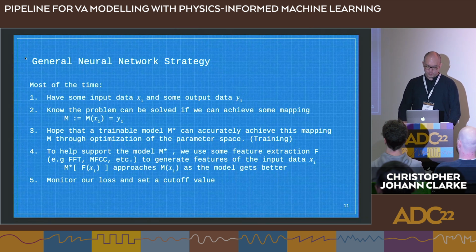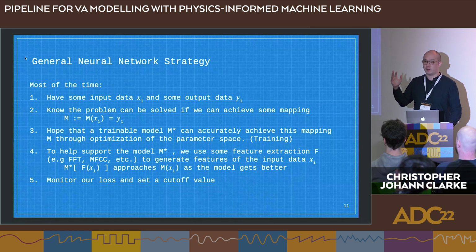I know so far I have assumed that there is some level of understanding behind how machine learning works, and I will attempt to abstract some of that into a few lines of strategy. In most cases, we have some input data, x sub i, and some output data, y sub i. And we know that this problem can be solved if we can achieve some mapping M. We say there exists some function M that takes in input x and gives us y, right? Rigorously, we hope some trainable model, M star, can achieve this mapping through some optimization.